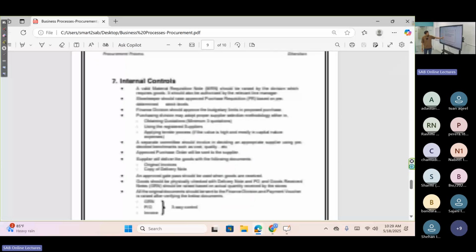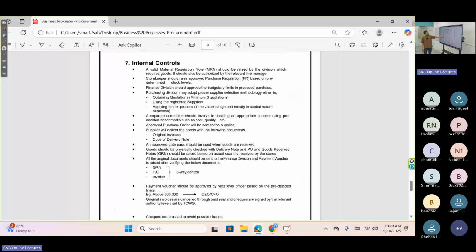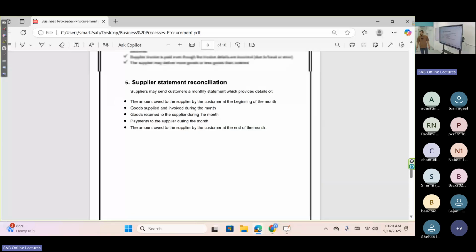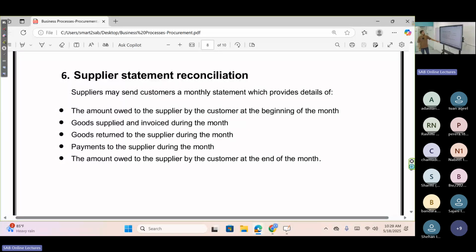So those are the risk and... The sixth topic is supplier statement reconciliation. Already we discussed customer statement reconciliation. Now the supplier statement shows the amount owed to the supplier by the customer at the beginning of the month: opening balance, goods supplied, purchase amount, goods returned, payments, closing balance. Opening balance, purchase amount, return amount, settled amount, closing balance. So those informations are available in the supplier statement.